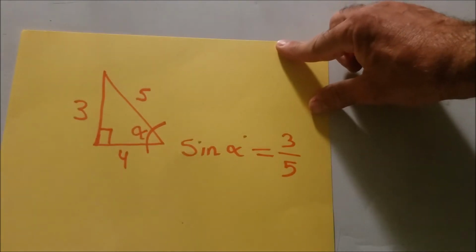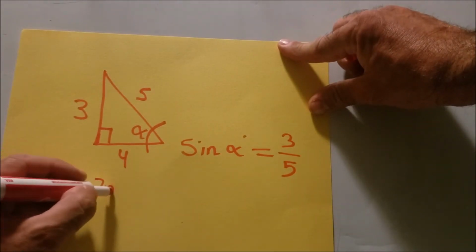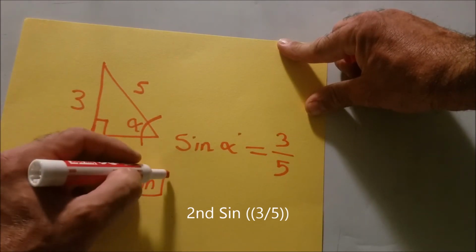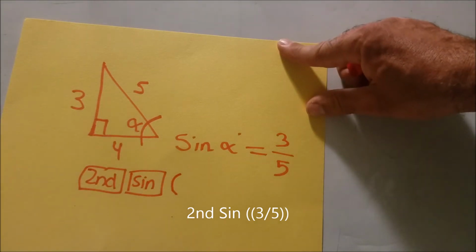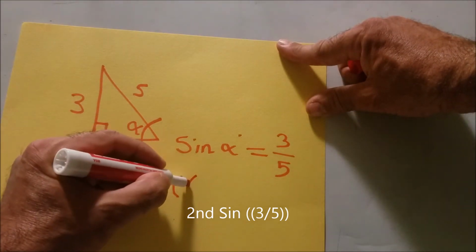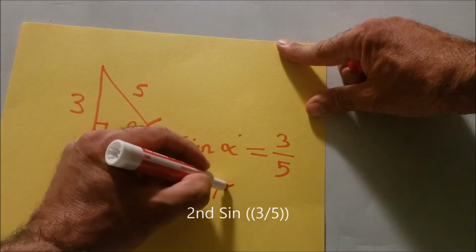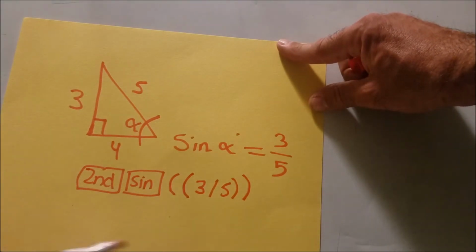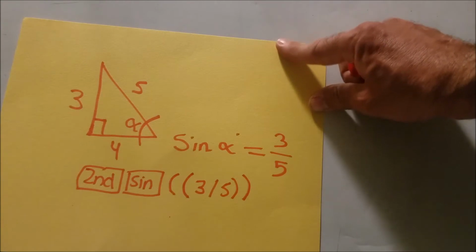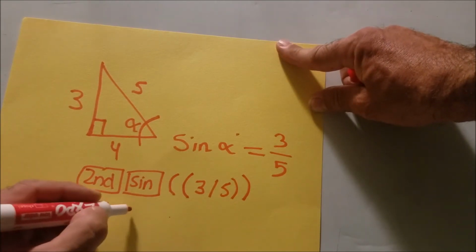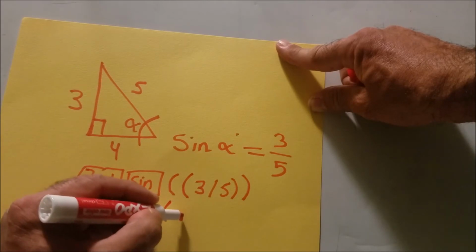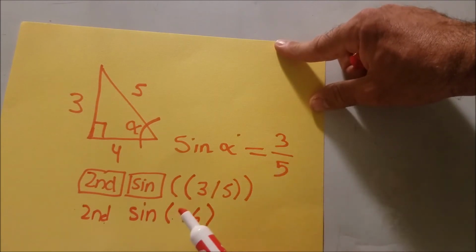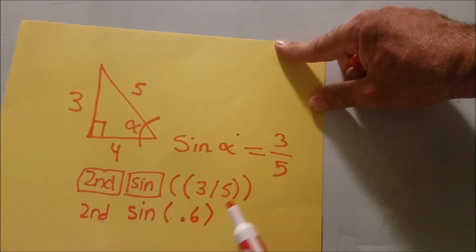3/5. So what we're going to do is press the second button, which we did, the sine button, and automatically it came up with a parenthesis. We want another parenthesis because we want to make this a fraction in the calculator. We're just showing the division sign here. That's why it's in parentheses. You could have also done second sine and put in 0.6, because 3/5 is 0.6. Whatever's easier for you. Remember, 3/5 is 0.6. So you can do this one, or you can do the one on the bottom.